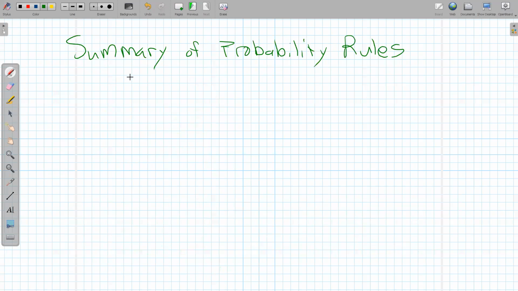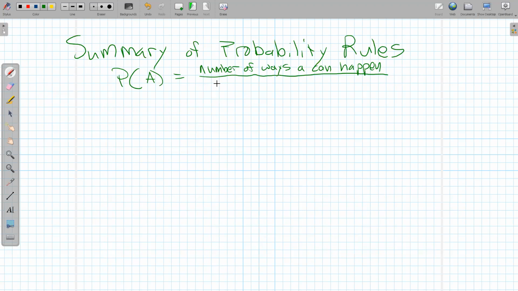So some things we know about probability: the probability of some event happening, let's just call it A, the most basic idea is it's the number of ways A can happen divided by the total number of things that can happen. Most probabilities are a bit more complicated than that.